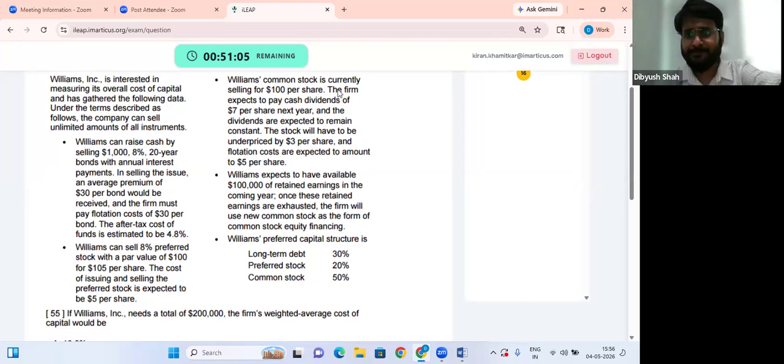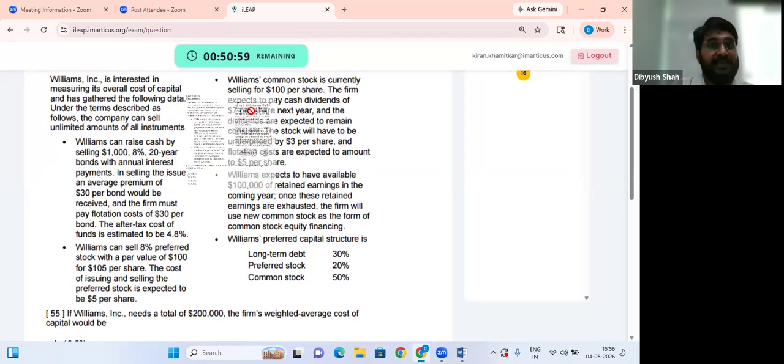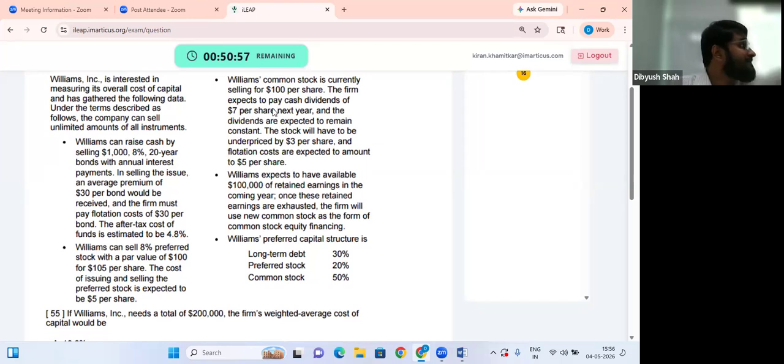This is the market price. The firm expects to pay a cash dividend of $7 per share next year. See, this is D1 because they are telling us $7 per share will be paid next year, not this year. So this is D1, and the dividends are expected to remain constant. Constant dividend growth rate, Gordon growth model.